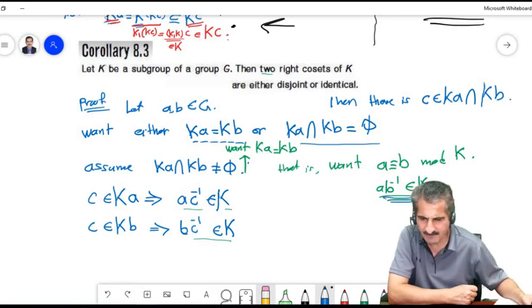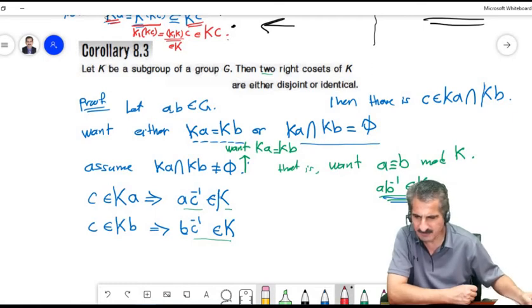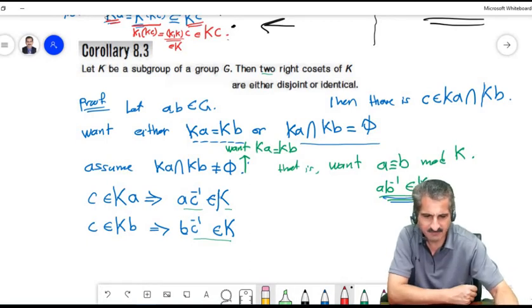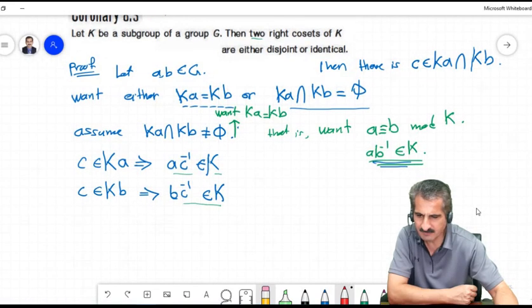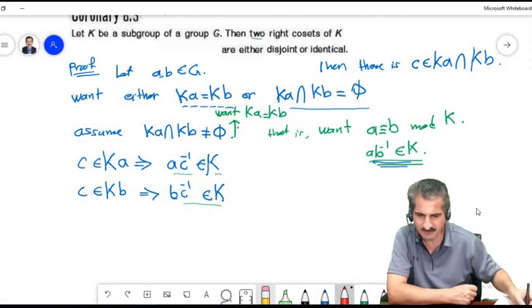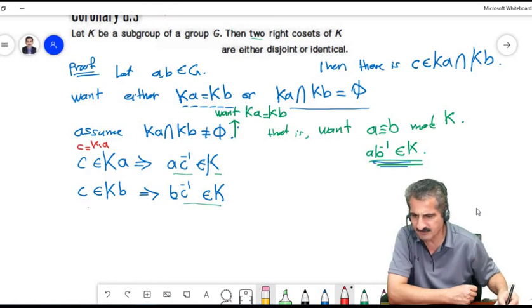Or can we rewrite it in some way? I want to see B inverse. So I want A B inverse to belong to K. How can I get it? I want to play with that. So in here I may write C equals some K1 times A, because C belongs to Ka, and here C equals K2 times B.